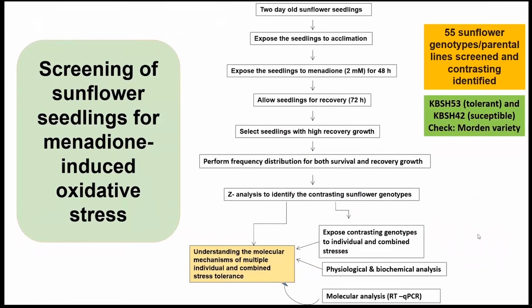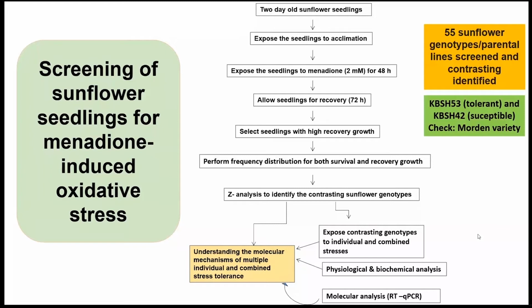This slide shows the protocol for screening the sunflower seedlings for menadione-induced oxidative stress. As I explained before, the 2-day-old sunflower seedlings are exposed to an acclimation stress, which is a sublethal stress of menadione, and then exposed to the lethal stress of menadione. At that point, the seedlings are transferred to a normal condition, which allows for recovery. The recovery rate as well as the percent survival are recorded, and these two parameters were statistically analyzed, apart from some of the physiological, biochemical, and transcriptomic data that is generated out of it.